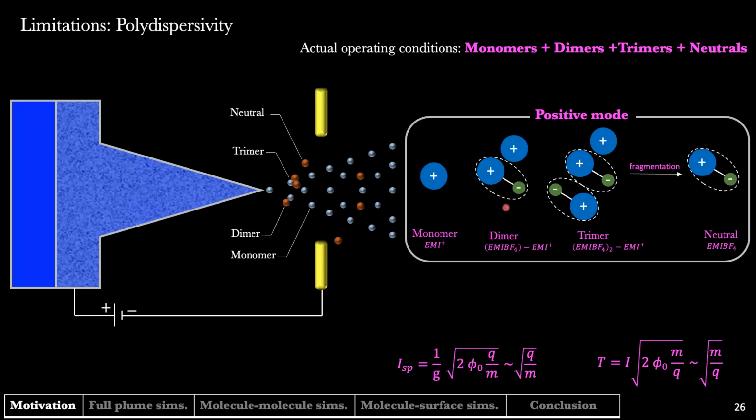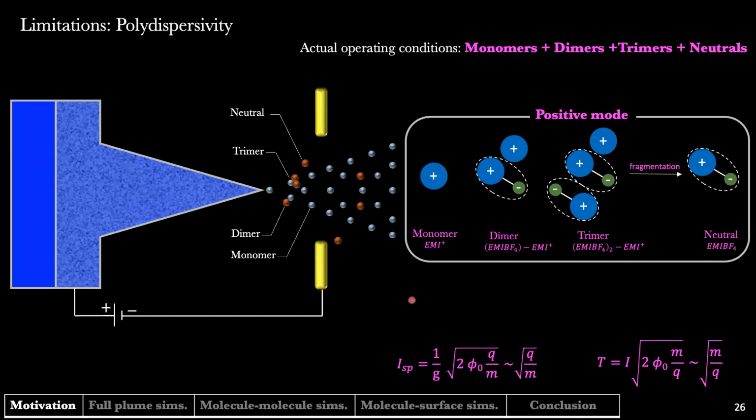And in addition to these three different molecules that we get within the plume, we also have fragmentation. So these complex molecules also fragment to give neutrals and ions. So we have different species here with different mass to charge ratio. And the specific impulse, the ISP, is proportional to the square root of the charge to the mass, whereas the thrust is proportional to the square root of the mass to the charge. So heavy molecules contribute more to the thrust, and light molecules contribute more to the specific impulse.